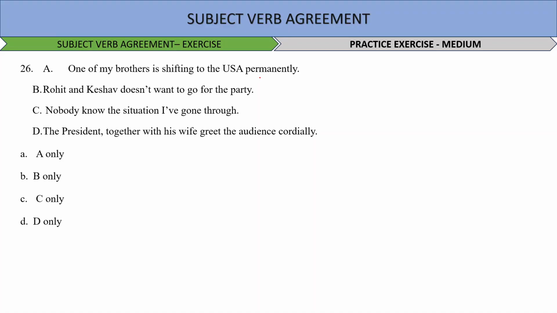Again, let's see the other one. The president together with his wife greets the audience cordially. All I want to say is the president greets the audience cordially. Together with his wife is extra information here. So only sentence A is correct, which is option number A. Next question.